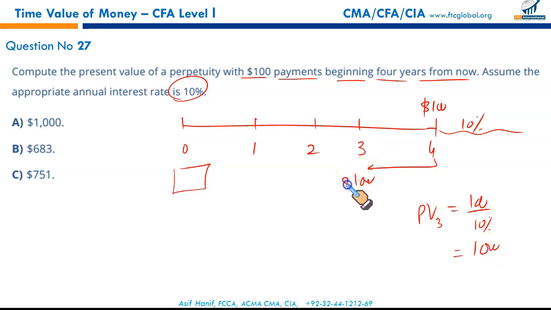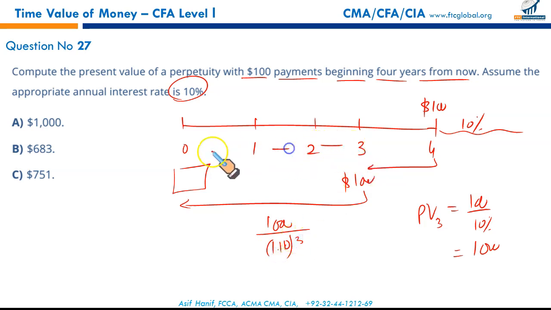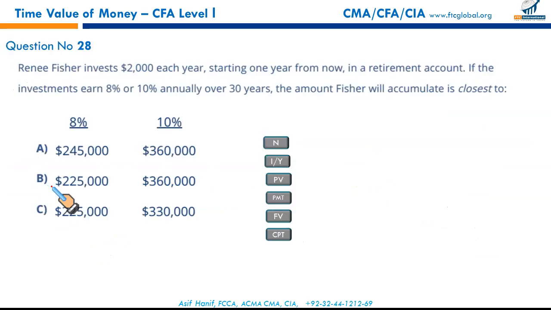We are not yet there. This $1,000 has to be discounted to year 0. What you will do, $1,000 divided by 1.1 raised to the power 3, because it has 3 periods to cover to come to year 0. So what did we do? $100 divided by 10% gave us the present value at the end of year 3. To bring this third year cash flow to year 0, we divided this $1,000 by 1.1 raised to the power 3. So 1,000 divided by 1.1 cubed is 751.31. So that makes C the correct option.